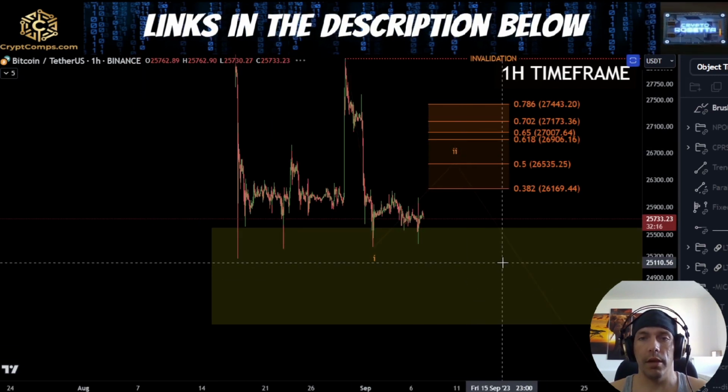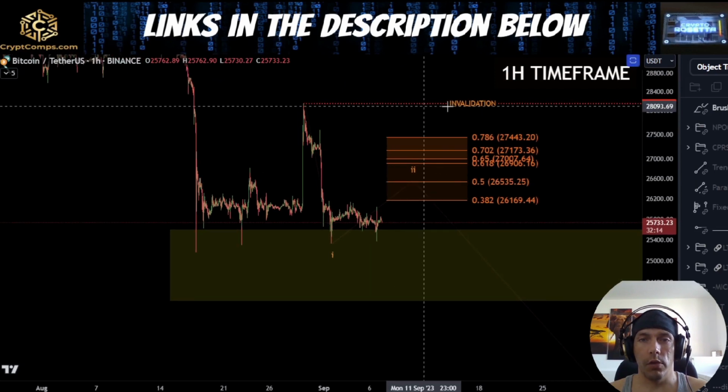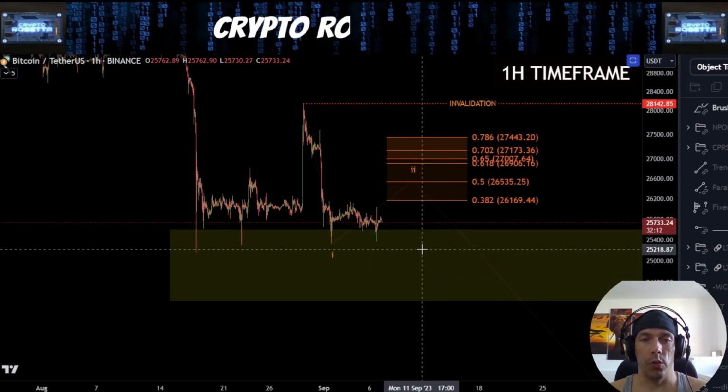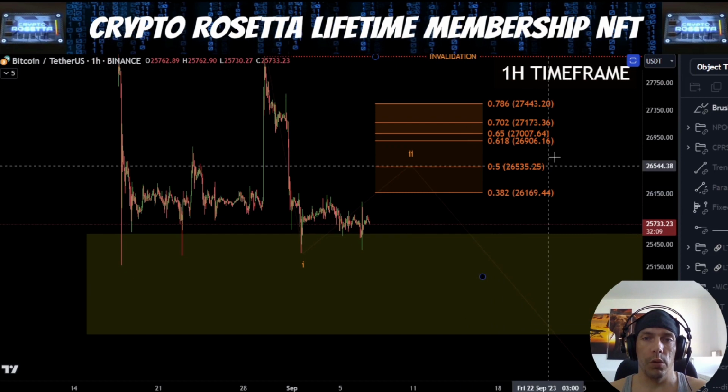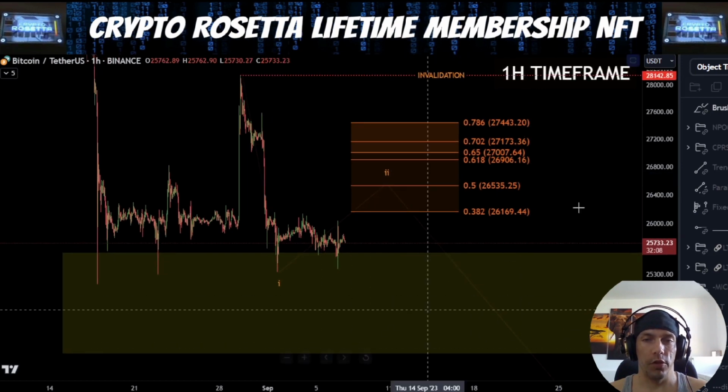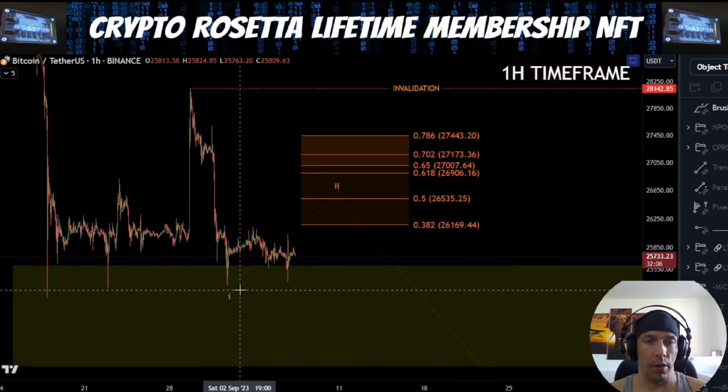Alternatively, what we need to be careful of here is, until we actually take this 28,142, we need to be very careful of any kind of 3-wave structure which pushes us up into this target box area that we've got here.